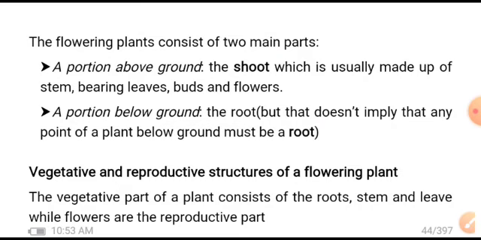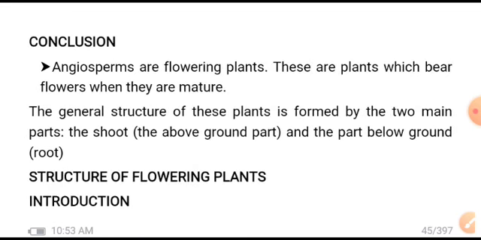So the vegetative and reproductive structure of flowering plants. What is the vegetative part of the plant? The vegetative part of the plant consists of the roots, stem, and leaves, while flowers are the reproductive part. Conclusion: the angiosperms are flowering plants. These are plants which bear flowers when they are mature. The general structure of this plant is formed by two main parts: the shoot, the above ground part, and the below ground part, which is called the root.